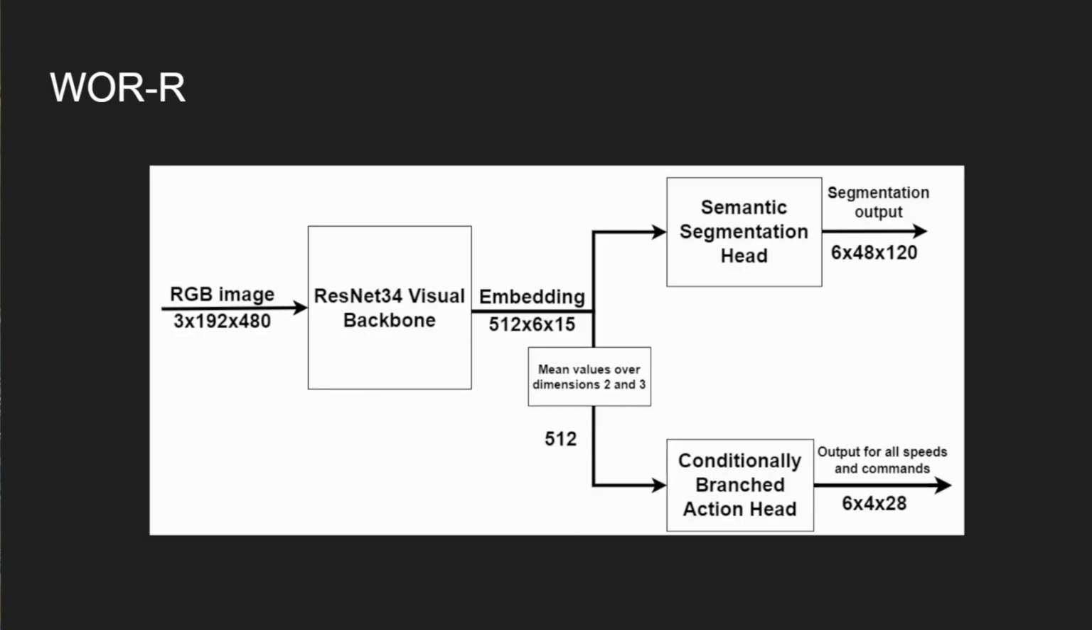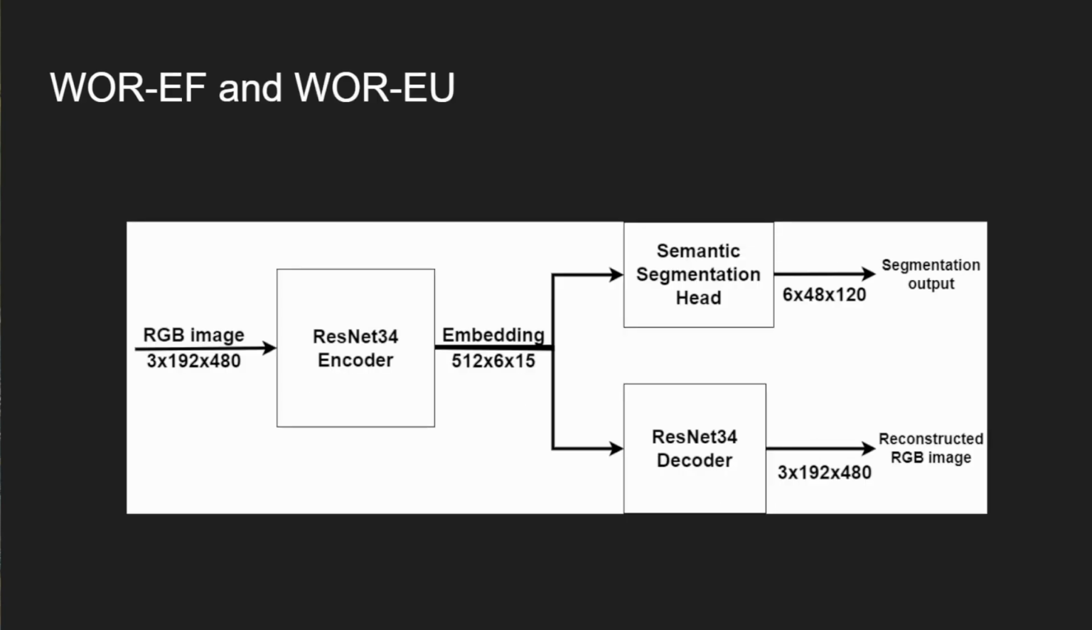For the first model, VOR-R, we tried to recreate the original World on Rails model, using only a limited dataset of approximately 100,000 data frames. In this visuomotor training step, images are first passed through a ResNet34 visual backbone before the results of this module is passed on to a semantic segmentation head and an action head. The network then trains on both the task of action prediction and semantic segmentation.